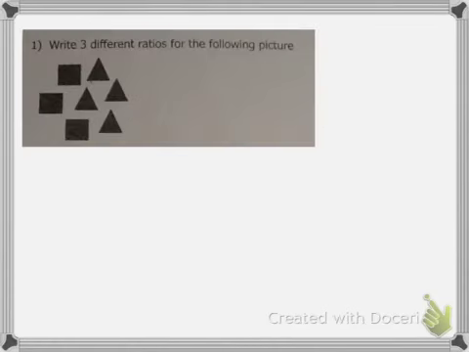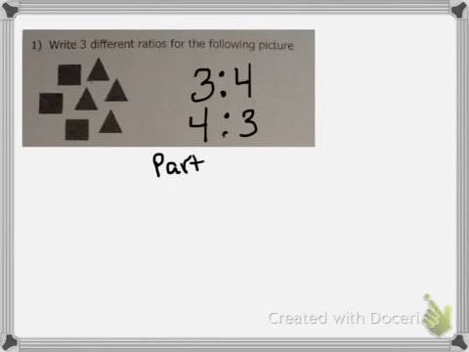Write 3 different ratios for the following picture. Well, I see that there are 3 squares, so that could be our first number, and I can compare that to the number of triangles, which is 4. So one ratio could be 3 to 4. Or I could flip it around. I can say I have 4 triangles to 3 squares. Both of those are part-to-part ratios because we're comparing part of the picture to another part of the picture.